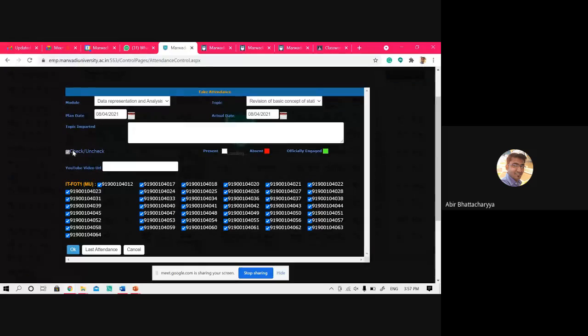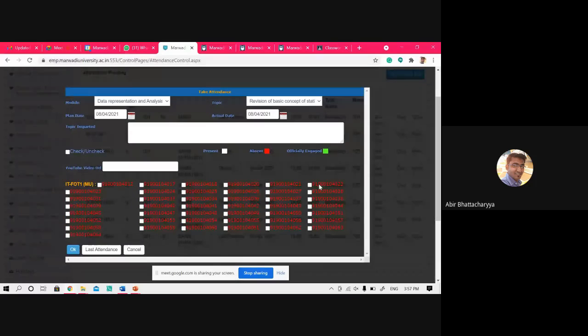TD2, 12 to 22, first row. 23 to 28, second row. 31 to 38. 39 to 44. 45 to 51. 52 to 57. 58 to 64. Please cross check if I marked anyone wrongly absent.